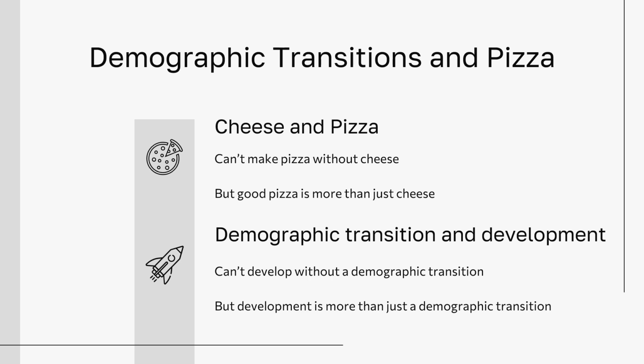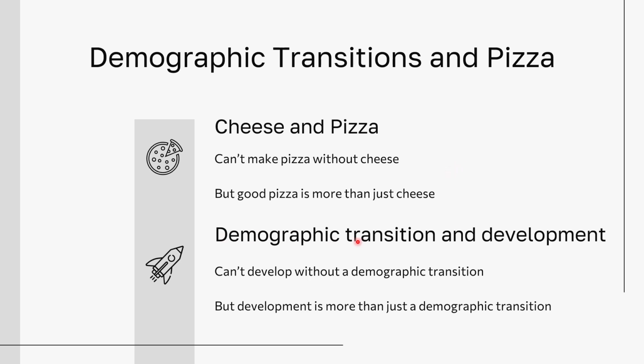Think of demography as cheese and pizza, right? Demographic transition is to the economy what cheese is to pizza. Effectively, you can't make pizza without cheese. Well, you can try, but that's an abomination. In order for you to have good pizza, however, it's more than just the cheese, right? It's the flavor, it's the toppings, it's the aroma, it's the presentation, it's all these things, right? So you can't make pizza without the cheese, but good pizza is more than just cheese.